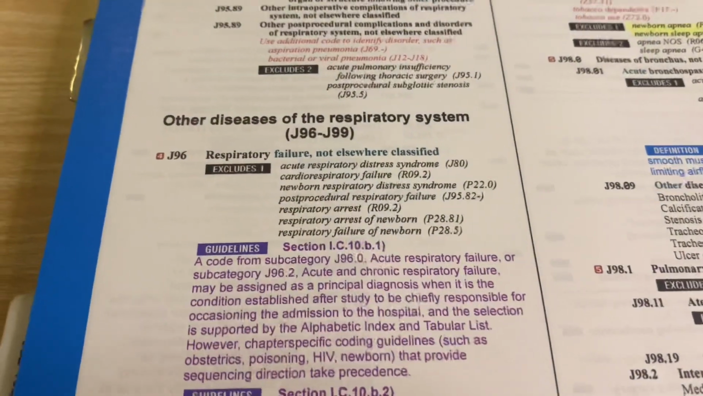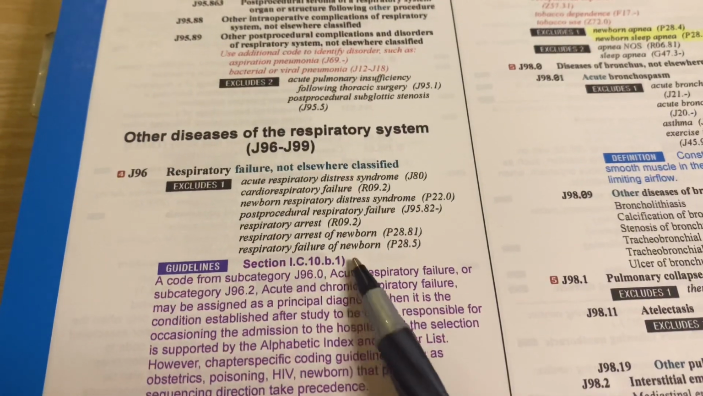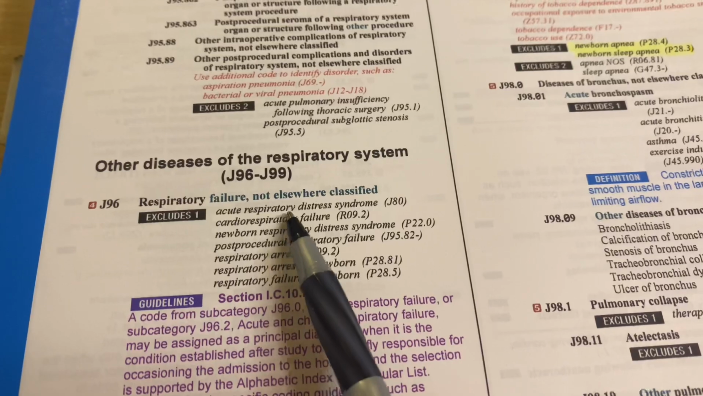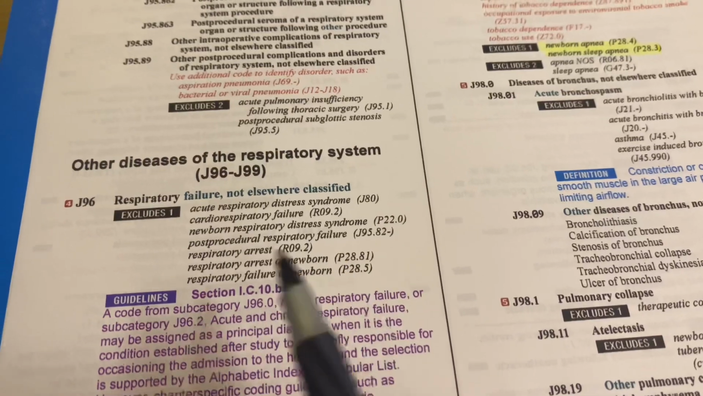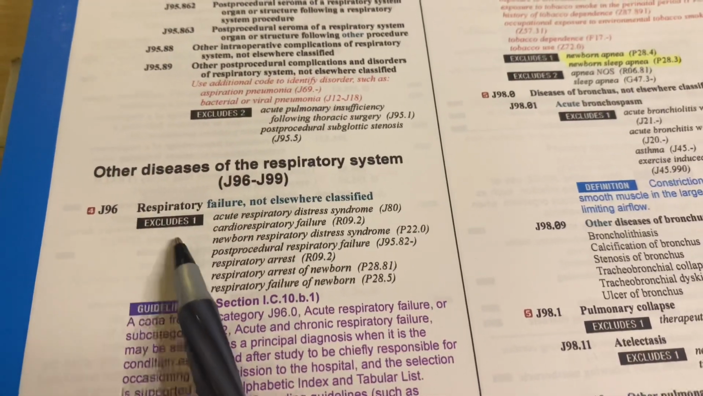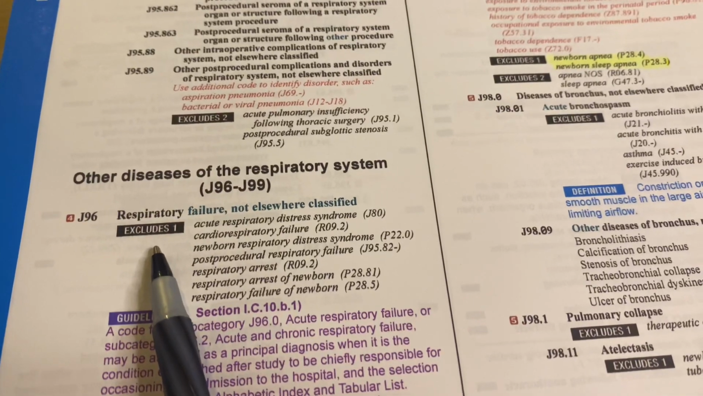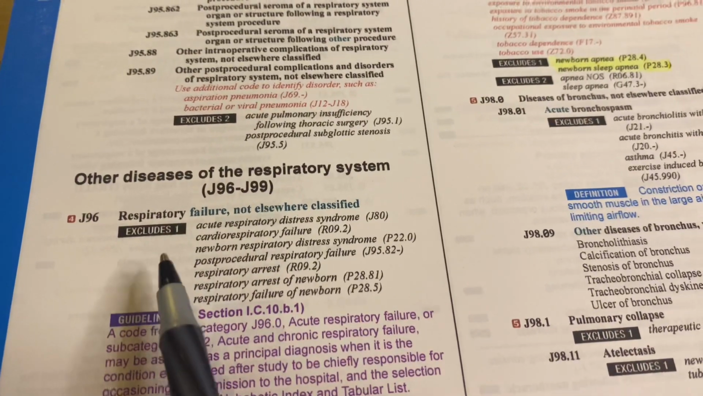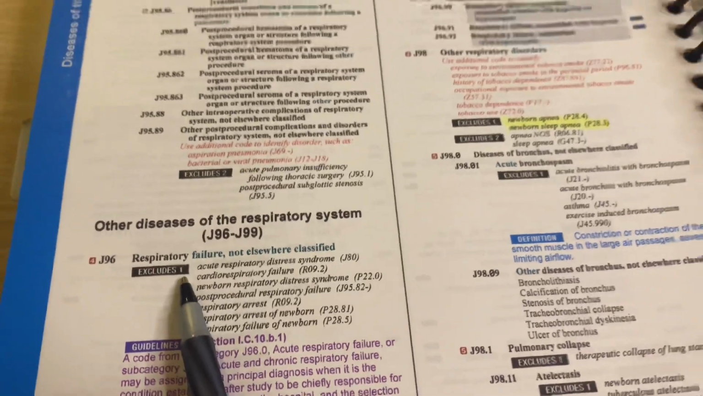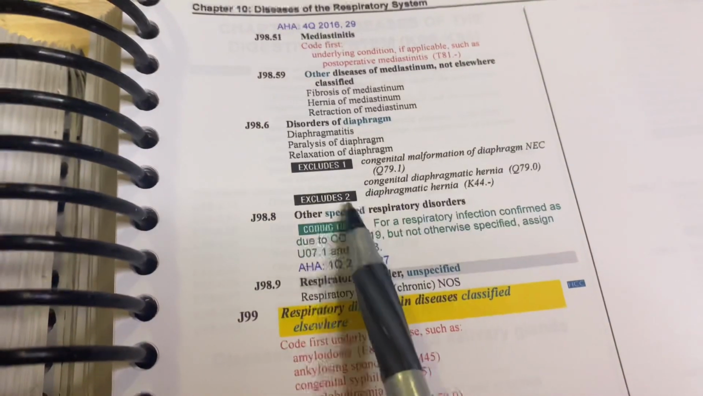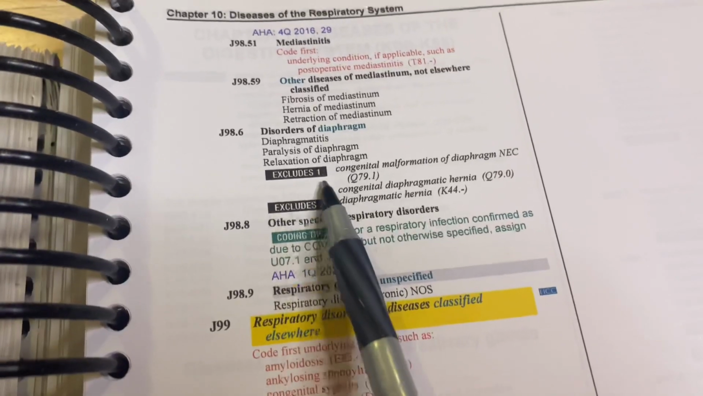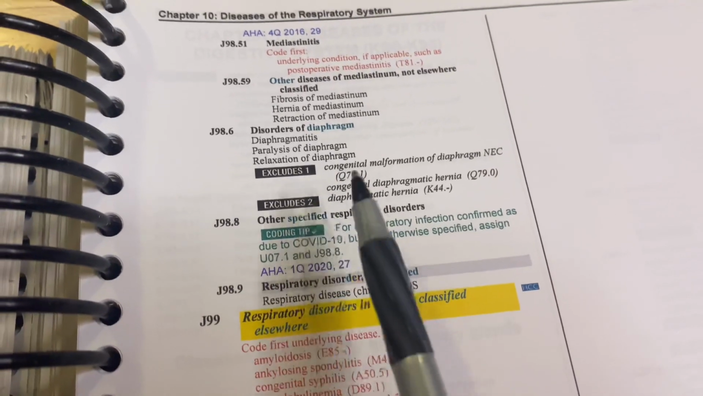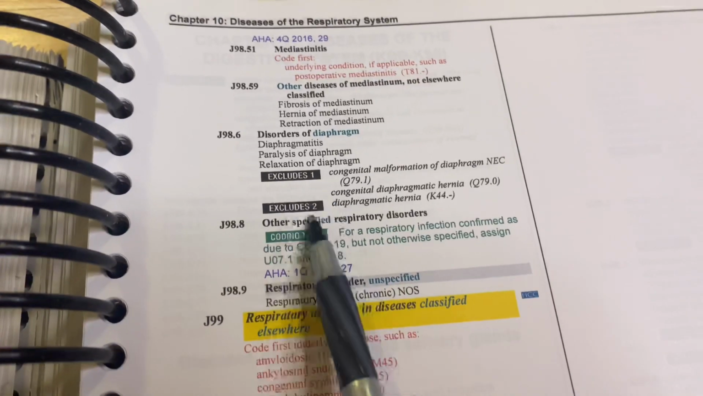And here we are at respiratory failure, not elsewhere classified. And we get some excludes ones here. So that means you should not code any of these codes with J96. That is what excludes one means. Or there's another way of thinking of it. Excludes one means you only need one of the codes. If you see excludes two, which I don't see one. Oh, here's one over here. If you see an excludes two, that means possibly two codes can be used together. Excludes one means you only need one of them. Excludes two means you could have two codes.